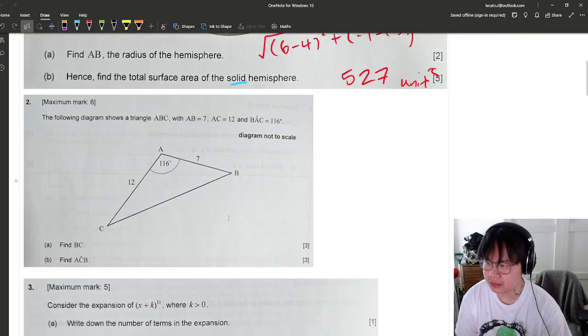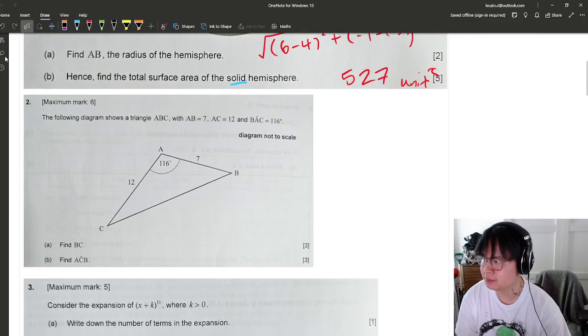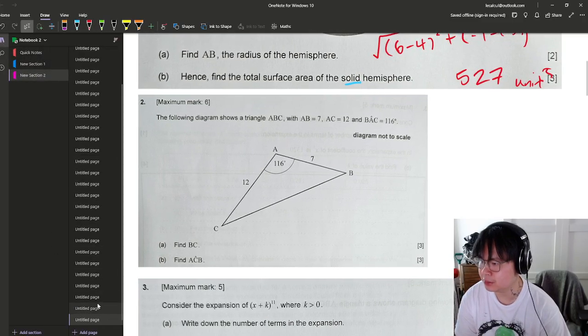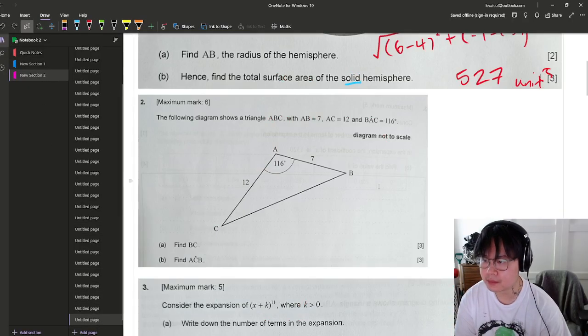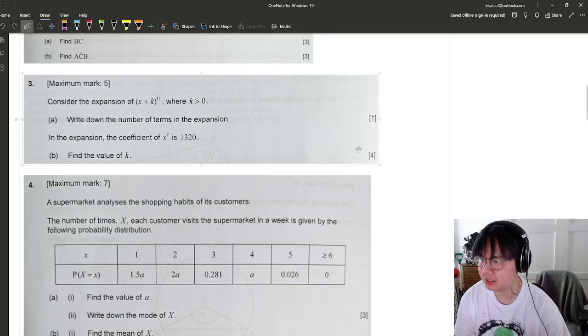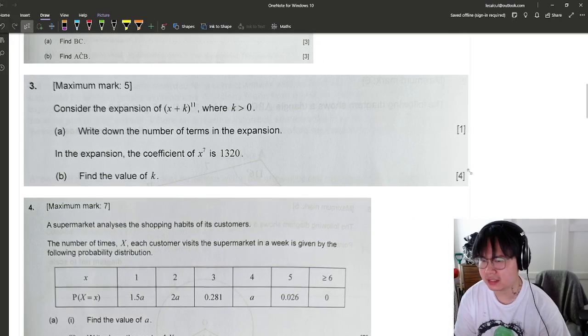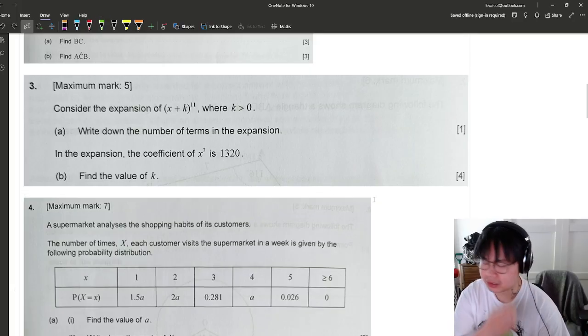We're gonna skip number 2. This is in the HL, I think it's question number 1. If not, question number 2. Yeah. Okay, and then question number 3. Yeah, this one's new. Okay, we have a binomial expansion question. Pretty straightforward.